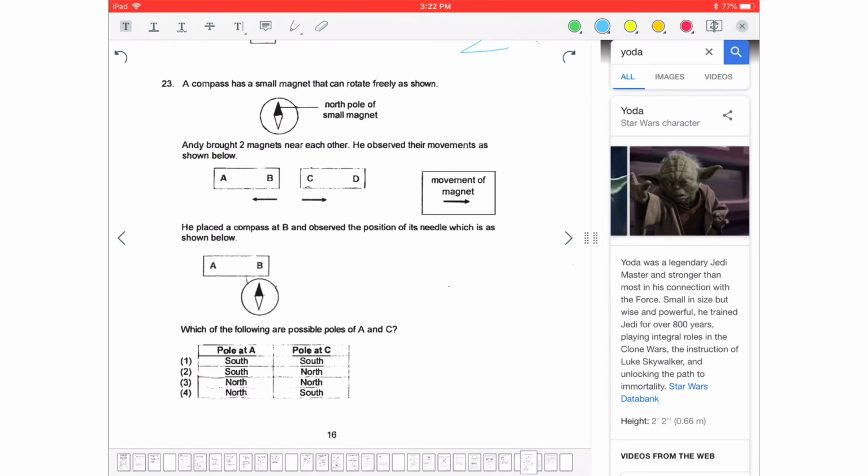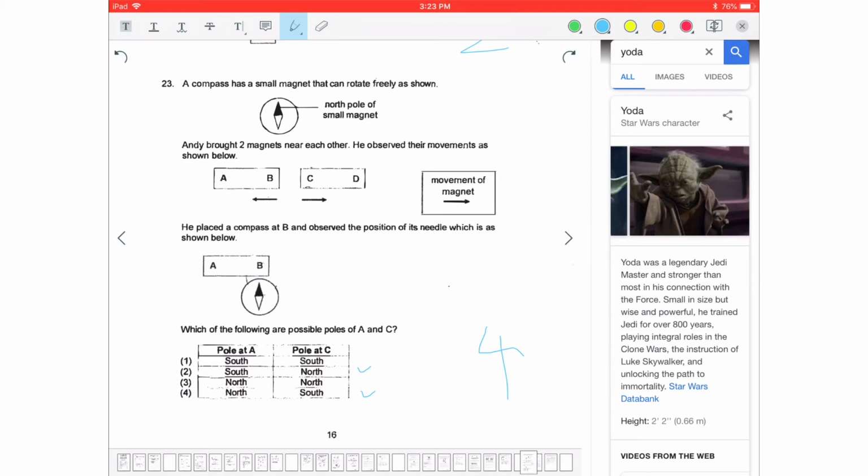A compass has a small magnet that can rotate freely as shown. Which of the following are possible poles of A and C? Pole at A: north, south. South, north. Four. Answer is 4. Right, so they have to be different. So it's either 2 or 4.